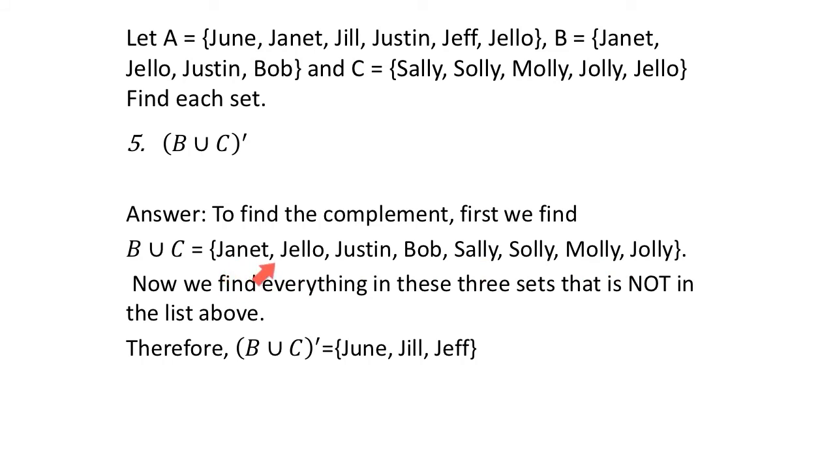June is not in this list. Janet is. Jill is not in this list. Justin is. Jeff is not in this list. But everything in B is in this list. Everything in C is in this list. So only the 3 things in A that are not also in B and C are in B union C complement. Ooh, that's a mouthful.